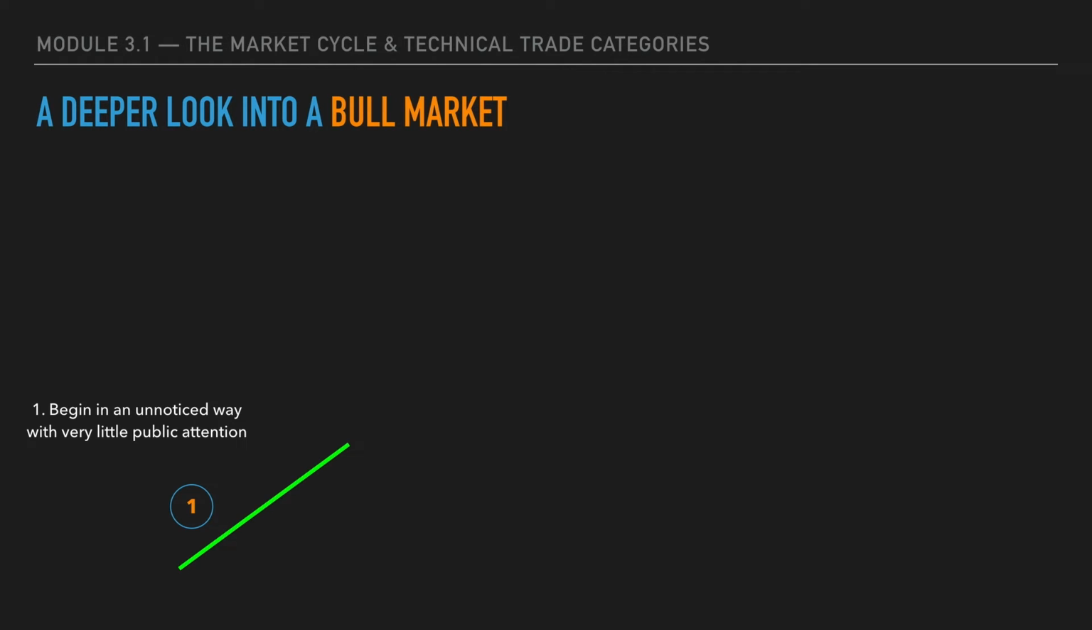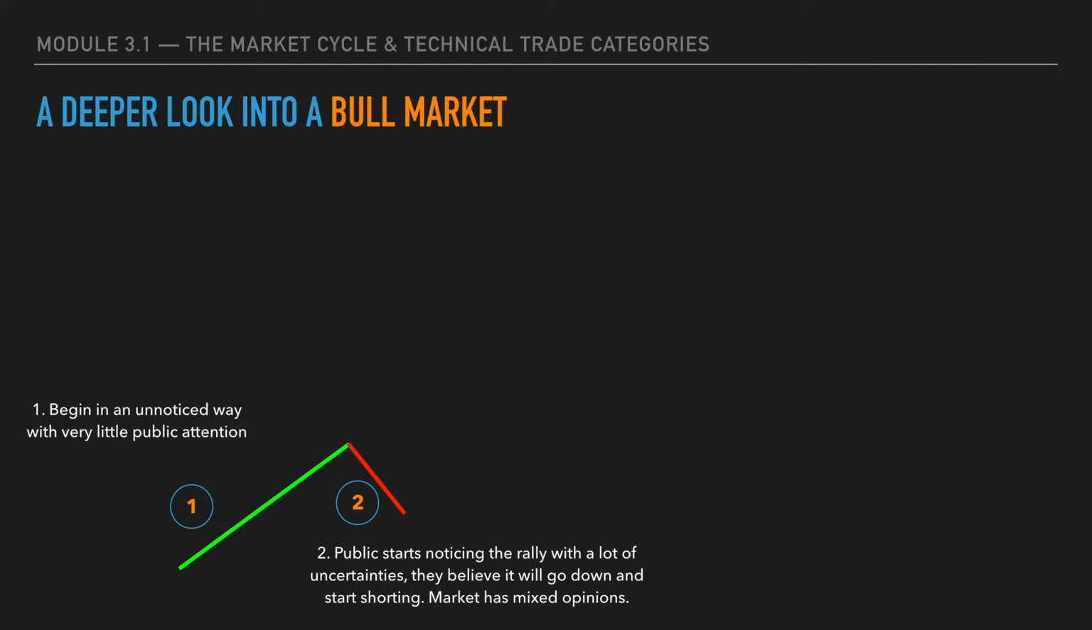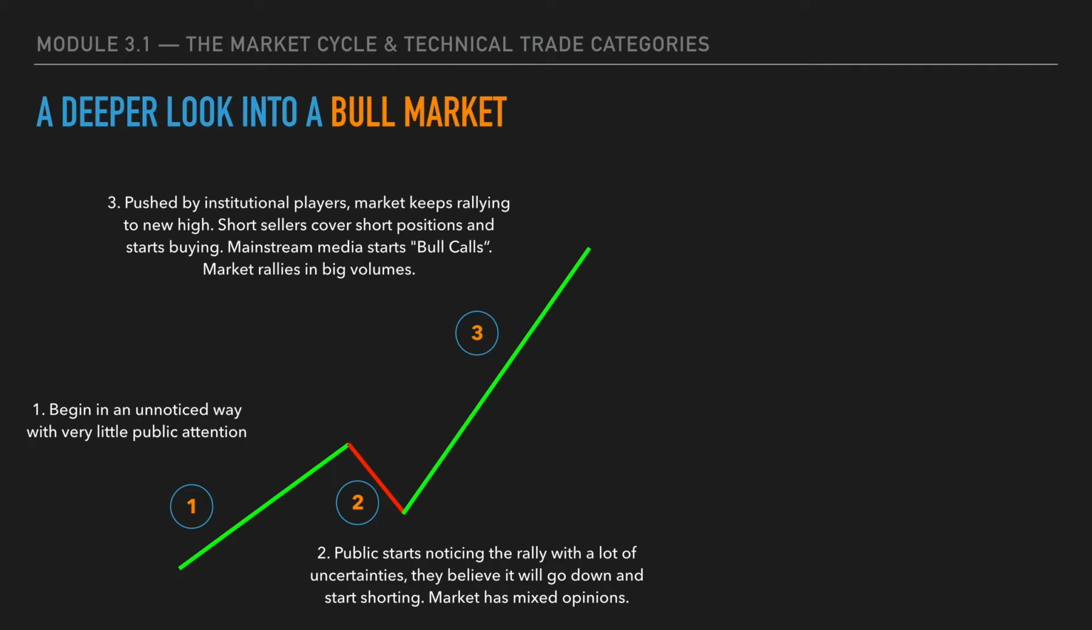First, it always starts in a kind of unnoticed, under the radar fashion with very little public attention. When the public starts noticing this short rally with a lot of uncertainties in the market, they believe it will go back down. So now is a good time to short. The market has mixed opinions. Once the institutional players push the market and support the rally, those short sellers early on will cover their short positions by buying them back. And plus, those people waiting on the sideline will jump into the market and start buying.